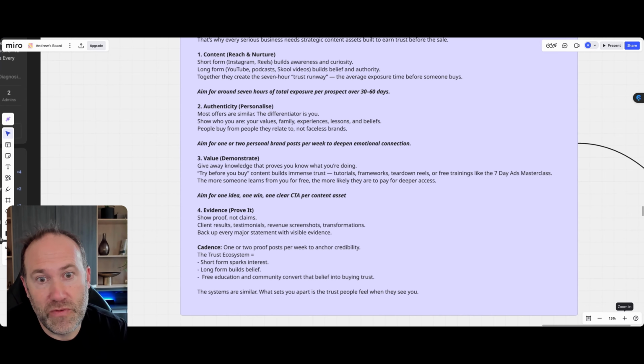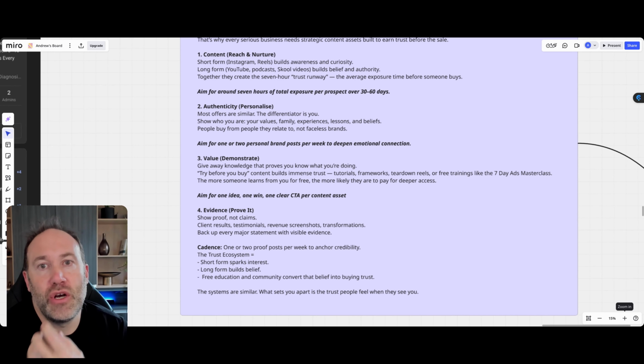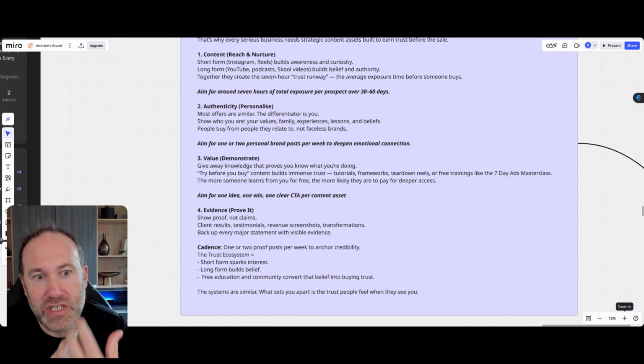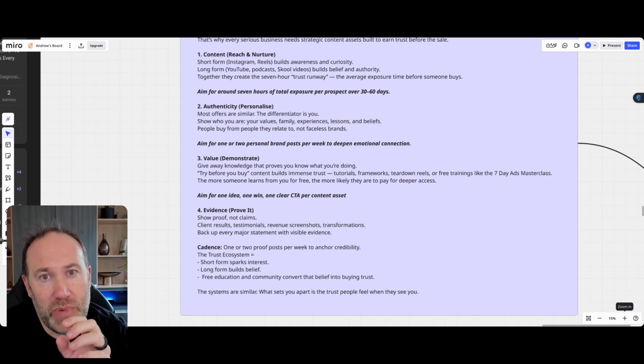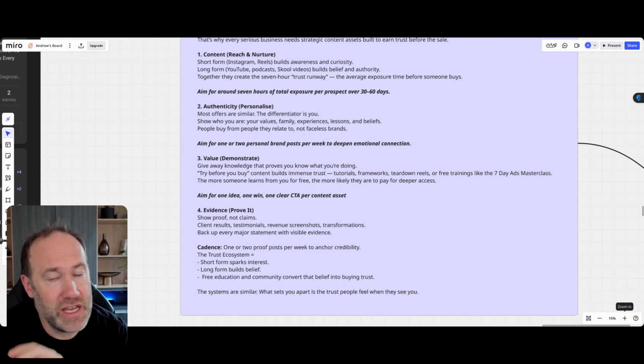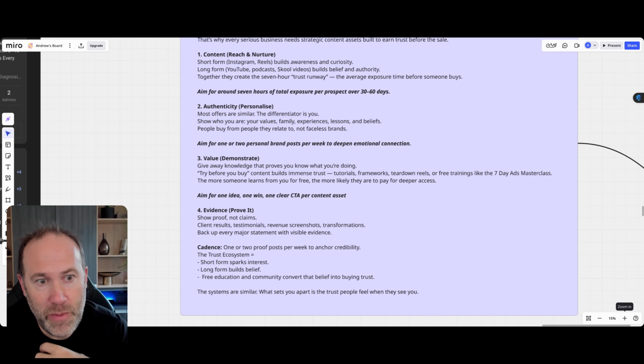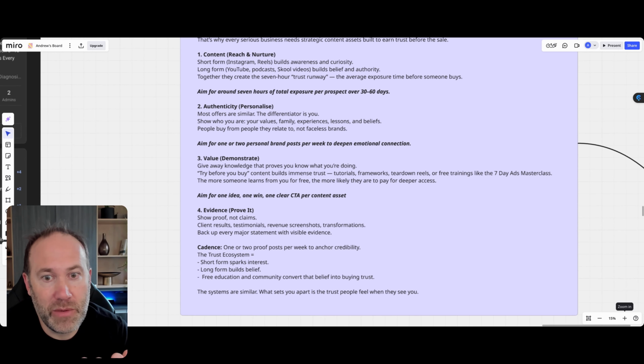There's a really simple framework for you to follow, which is all about making sure that you cover your authenticity. Systems are the same with lots of people. They've got to get to know you. Most offers are similar. You're the thing that stands out. Show who you are. Bring your personality. Share about your background, your experiences, your lessons, the good stuff and the bad stuff, and how you build back up. People buy from people, not faceless brands. It's no longer good enough to be a company. You've got to be a personal brand. It's not even negotiable anymore. It's just a must-have. So you want 1 to 2 personal brand posts per week to deepen that emotional connection.